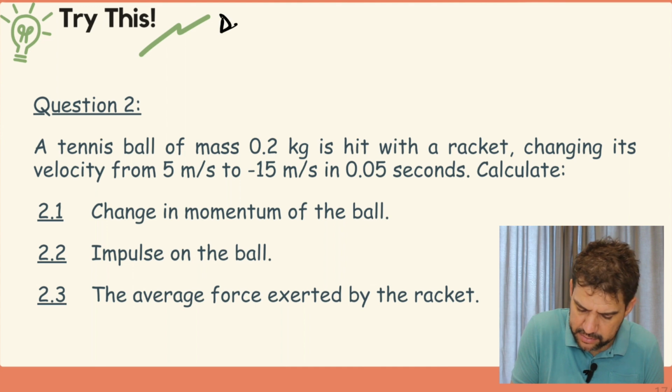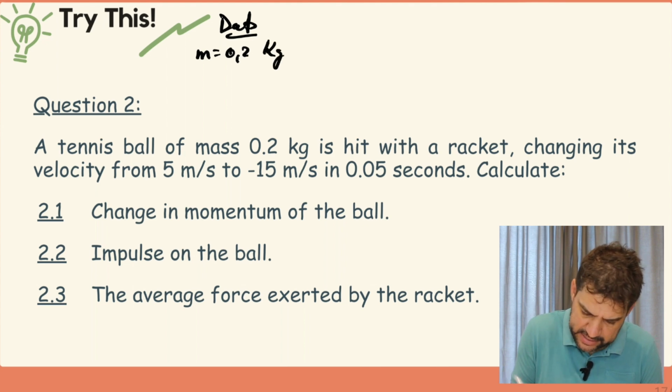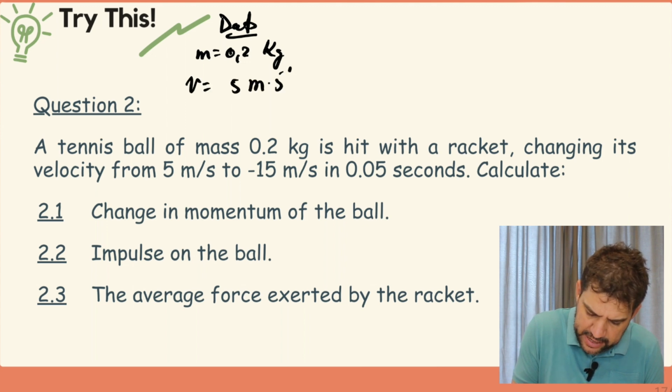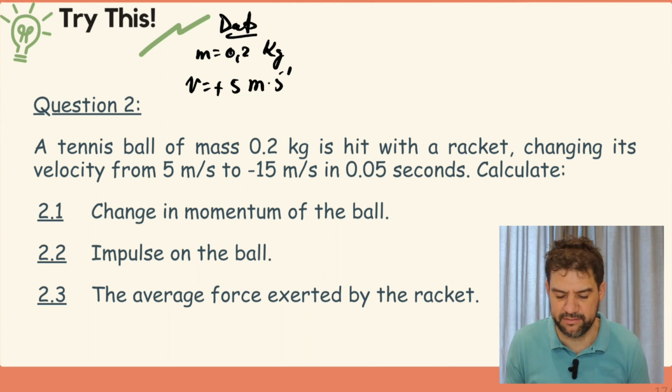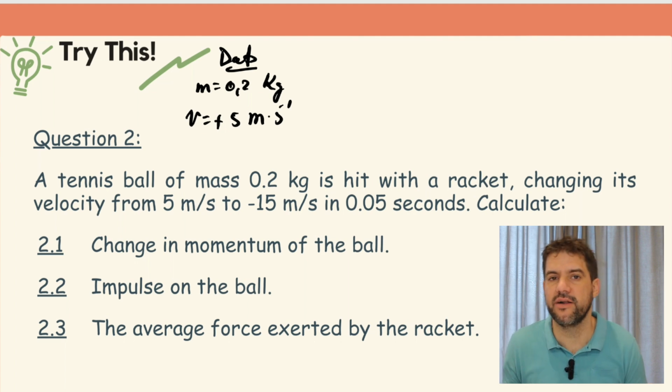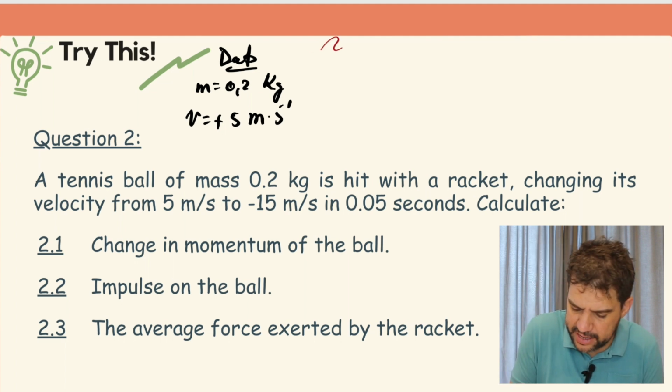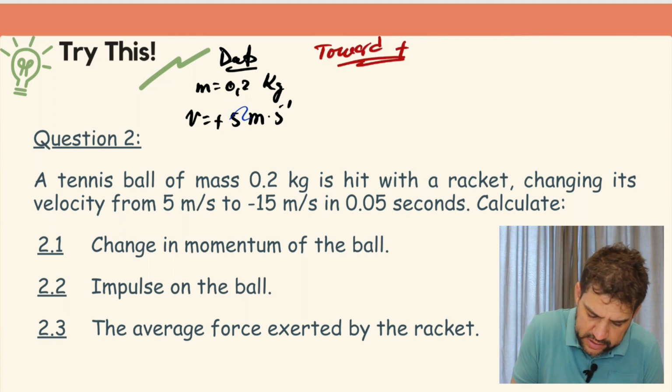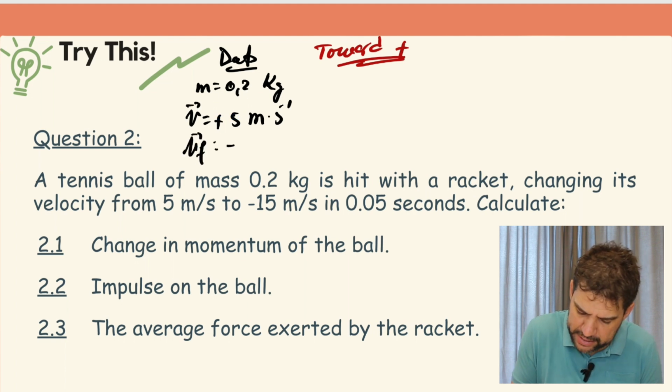So data. In this case, the mass is equal to 0.2 kilograms. We have that the initial velocity is equal to 5 meters per second. Guys, in this case, they also use towards as positive, because you can see that the initial, which is towards the racket, is positive, and the final, which is away from the racket, is negative. So towards is positive, an important data, so the initial velocity is going to be positive, and the final velocity is equal to minus 15 meters per second.